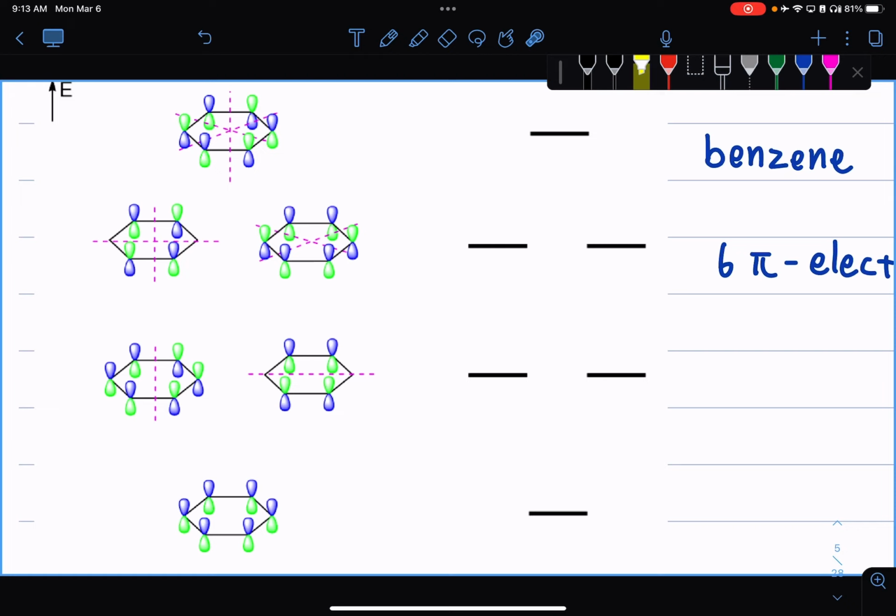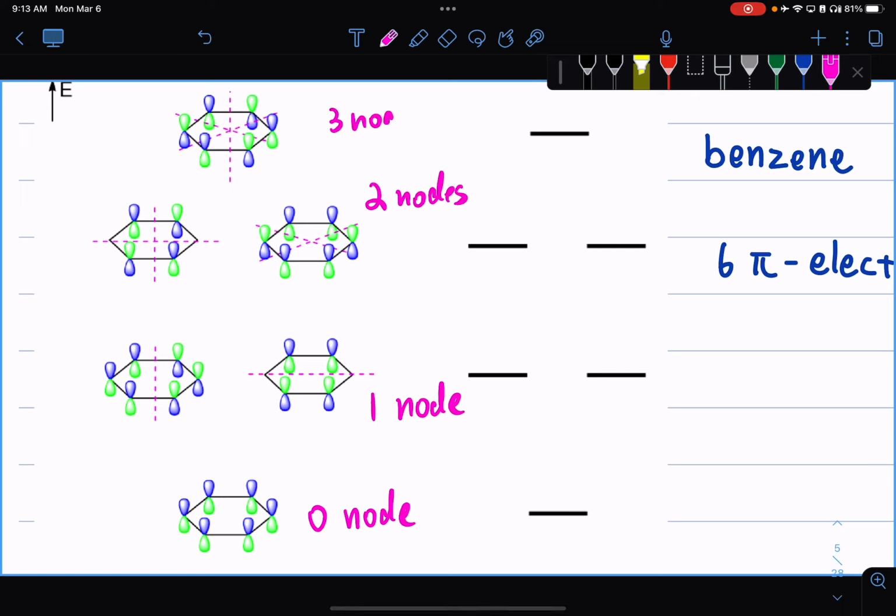Right, so a quick thing we have is in the bottom. This one has 0 nodes. So that's the lowest energy pi MO. In the middle, we can have 1 node. That's where this node plane is. Or we can have 2 nodes. And on the top, we have 3 nodes.